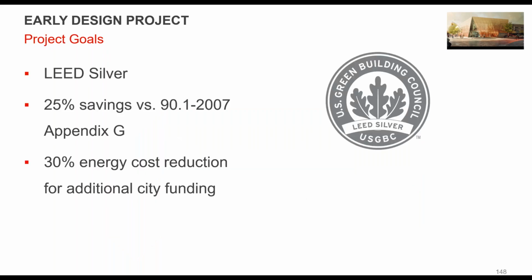So this particular project decided to go for LEED Silver, and this is old enough that it was going against 90.1-2007, which was the local code at the time. So 25% savings, 30% energy cost reduction, so they could get additional city funding.